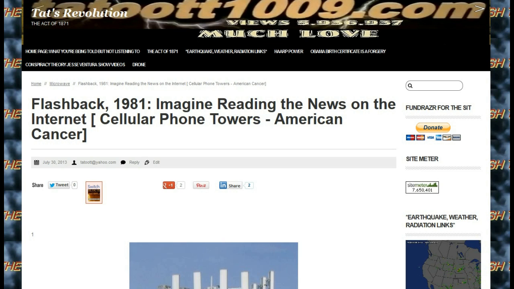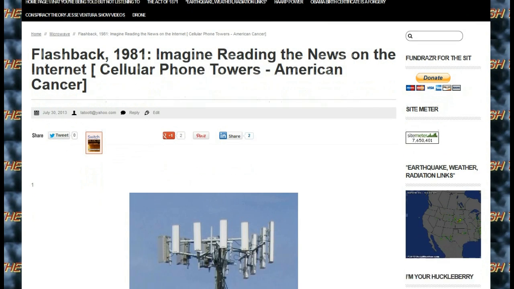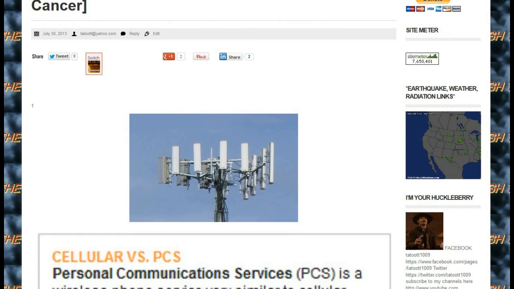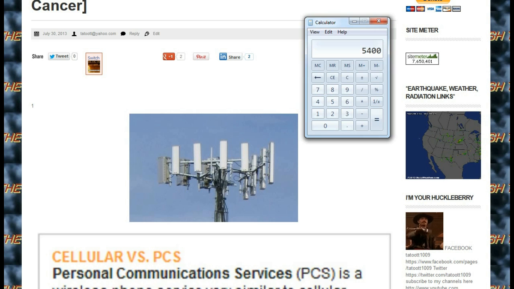Well, we're having a little flashback and we're going to talk a little bit about computers back in 1981, and some of your cell towers back in 1981 and today. The first thing we're going to see is a cell tower, and you got, what do you got? Four. We got 12 antennas on one tower.